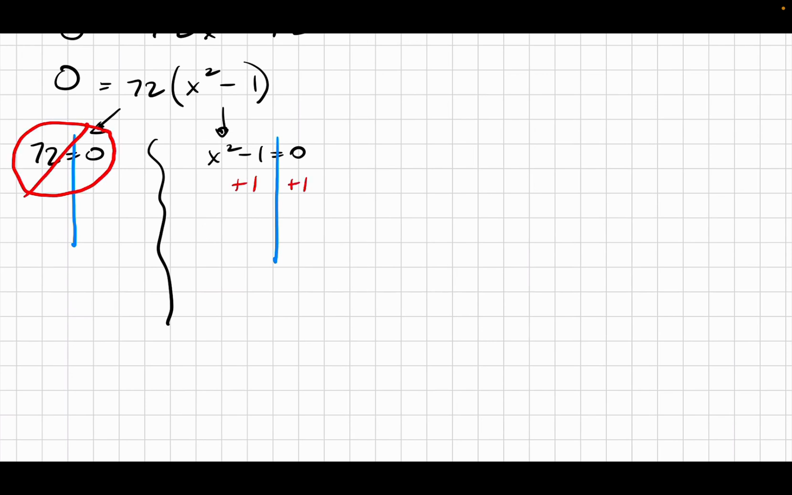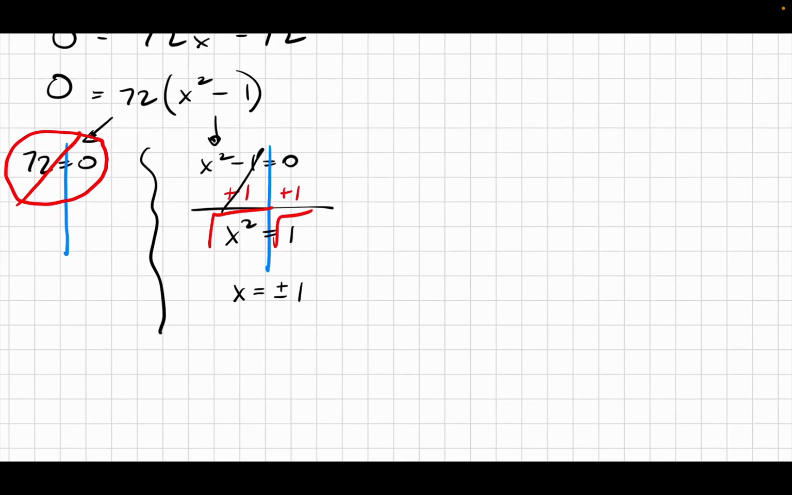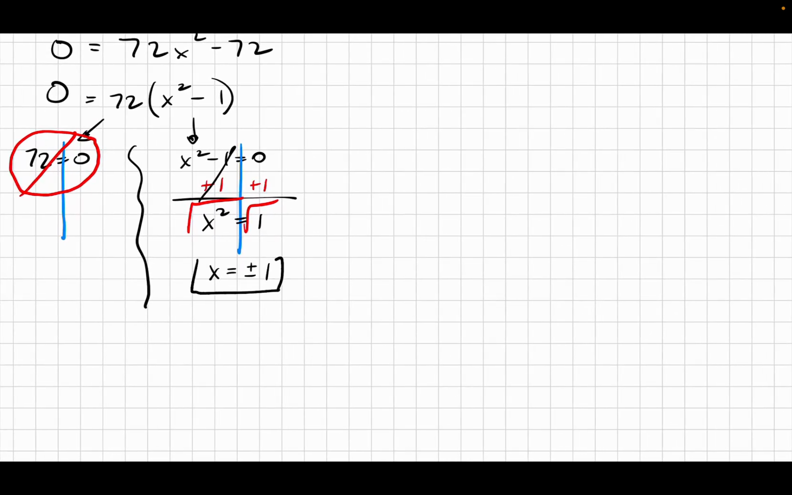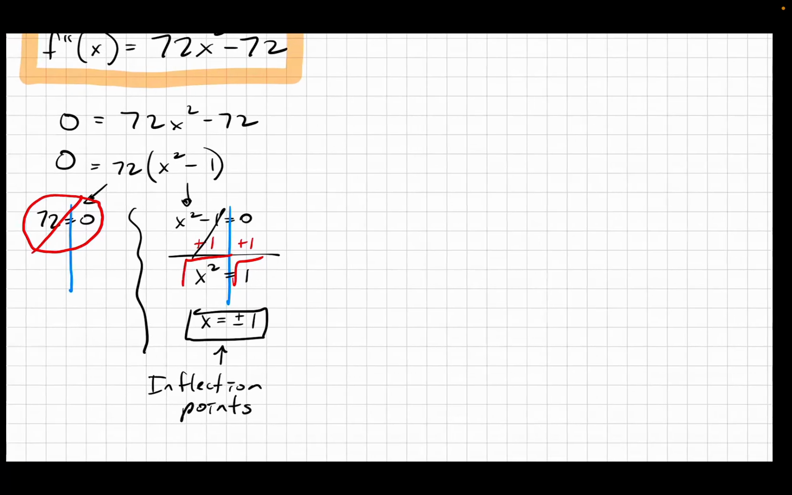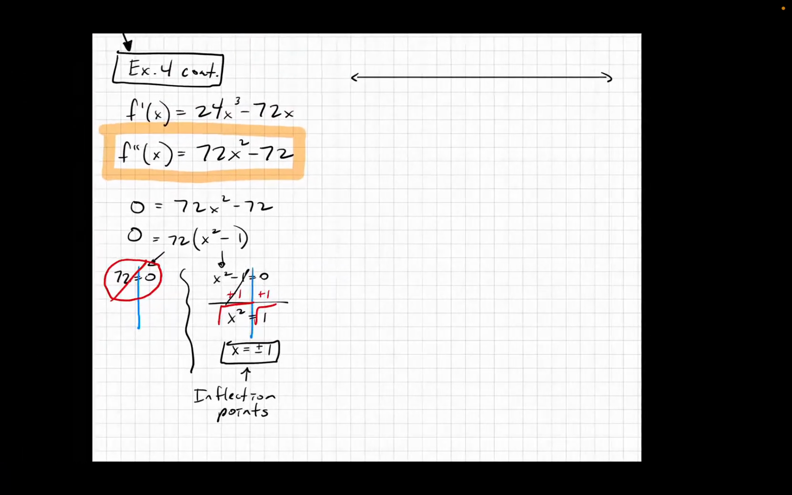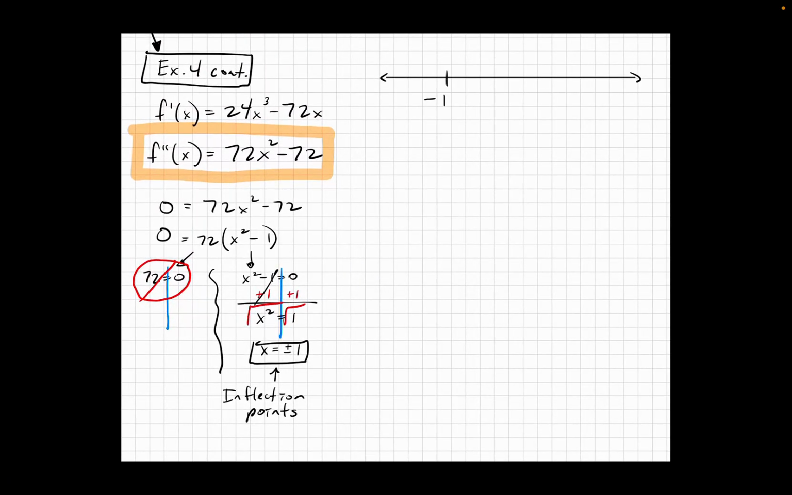So I go to the next one, add 1 to both sides, take the square root. When you take a square root, you're always going to get 2 answers. So I get +1 and -1. Those are inflection points. There are 2 inflection points, one at +1, one at -1. Okay, so I'm going to put those 2 on my number line.